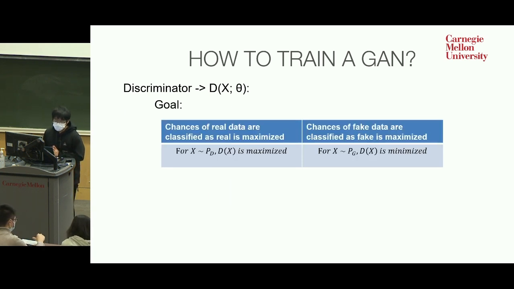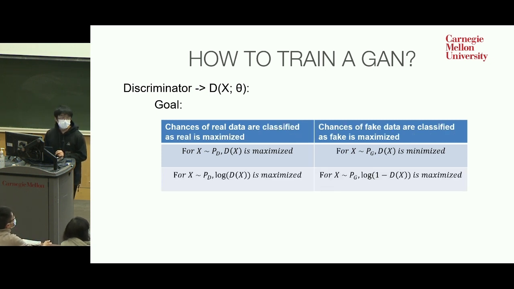For the discriminator, we have two goals. I don't want to repeat it, it's on the slide. So we write it into mathematical form, which is: for x that is sampled from the real data distribution, D(x) is maximized. And for x that is from the distribution of the generator, D(x) is minimized. And we perform one step forward, which is we add a log.